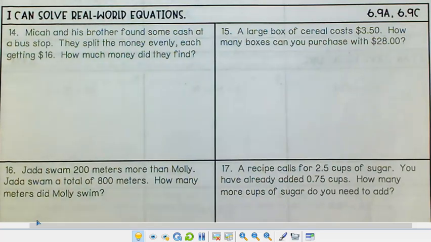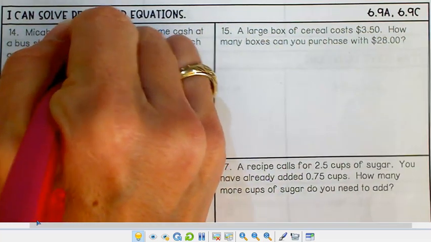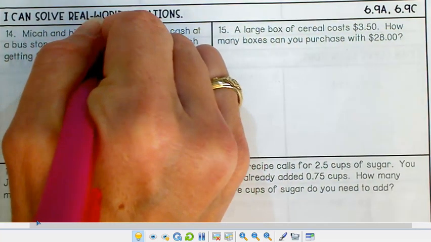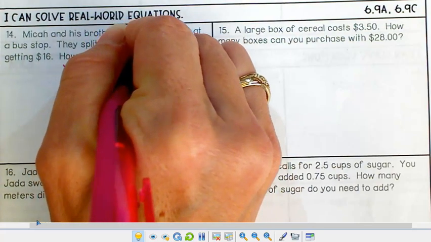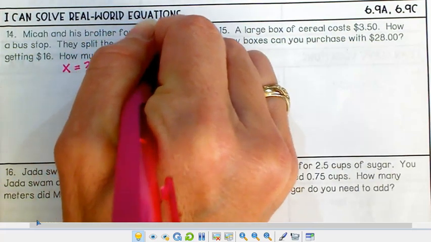Anyway, all right. Number 14, Micah and his brother found some cash at a bus stop. They split the money evenly, each getting $16. How much money did they find? Okay, X is what you don't know. That's how much money.